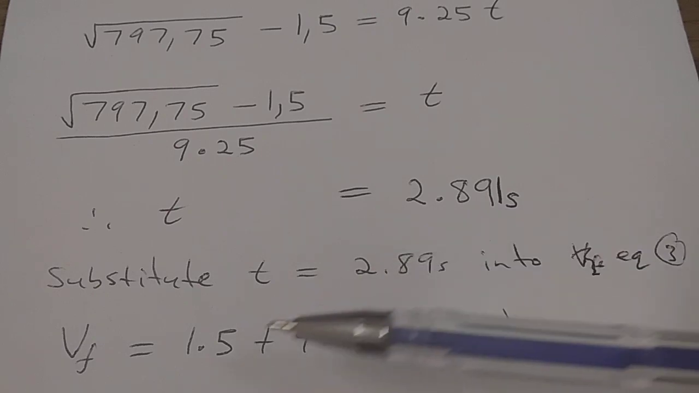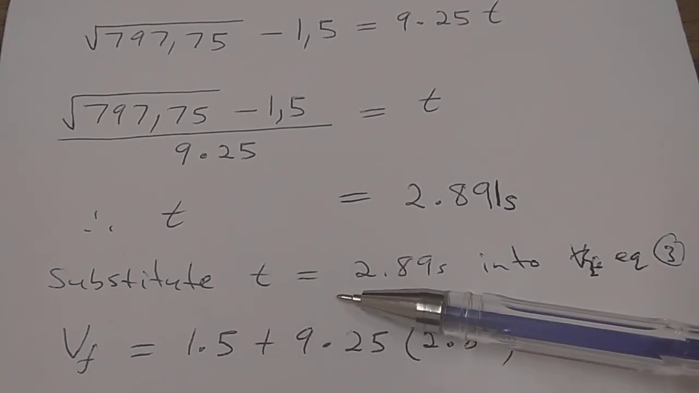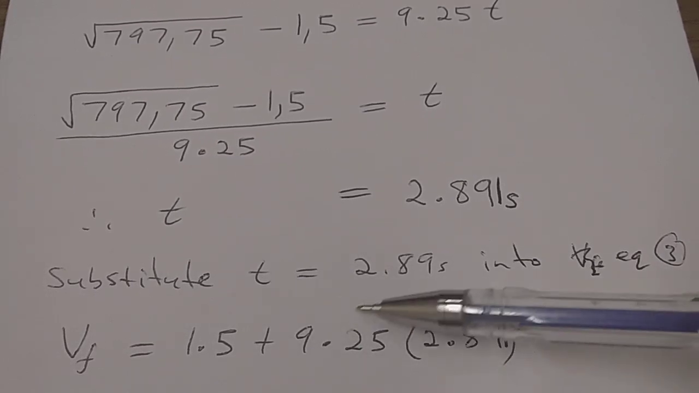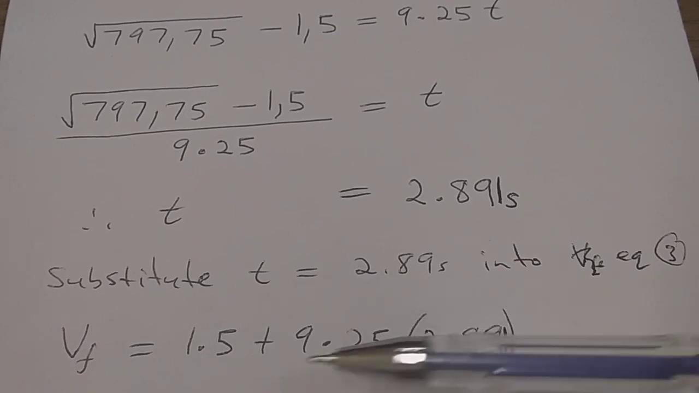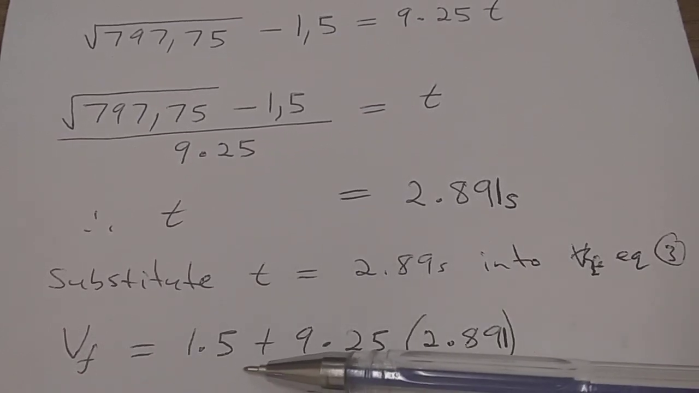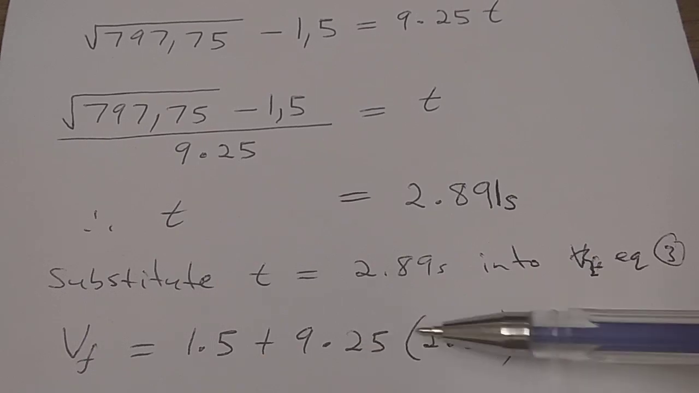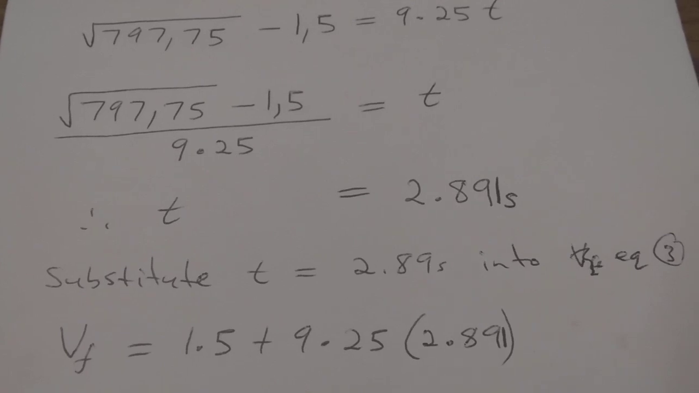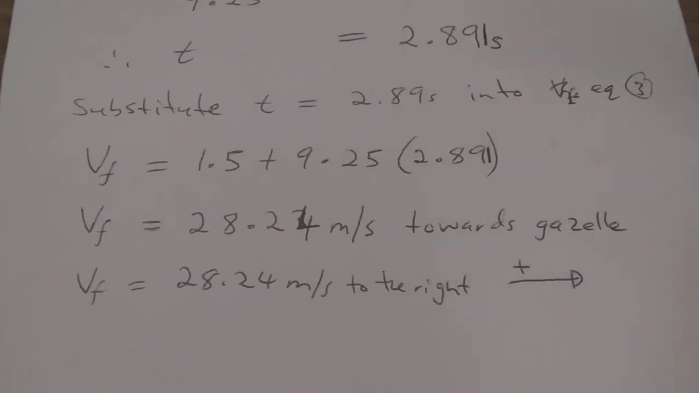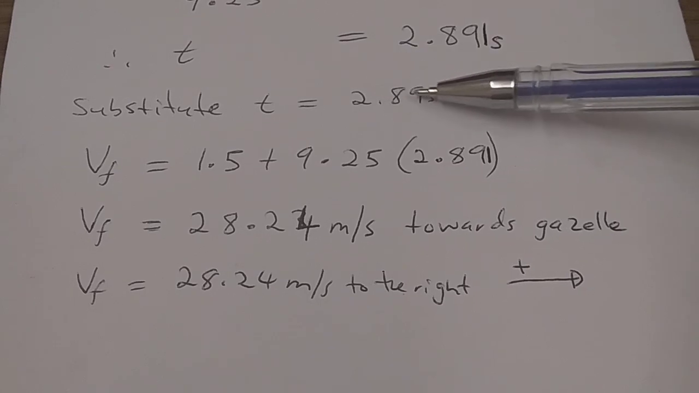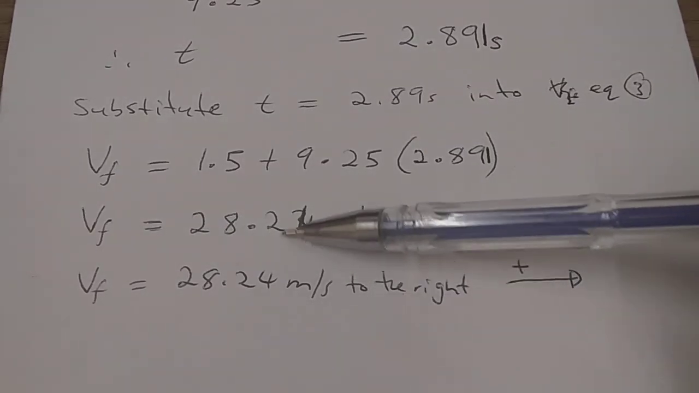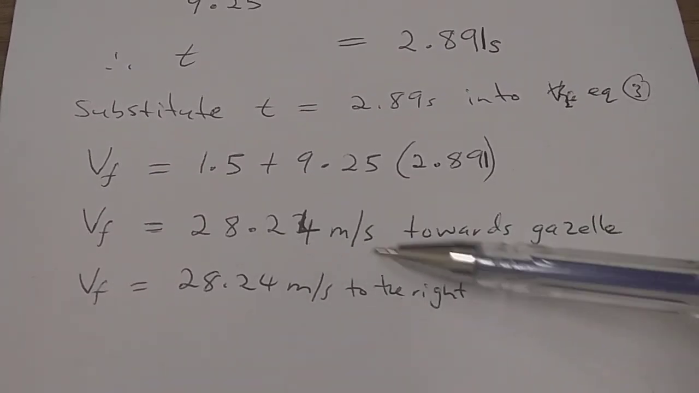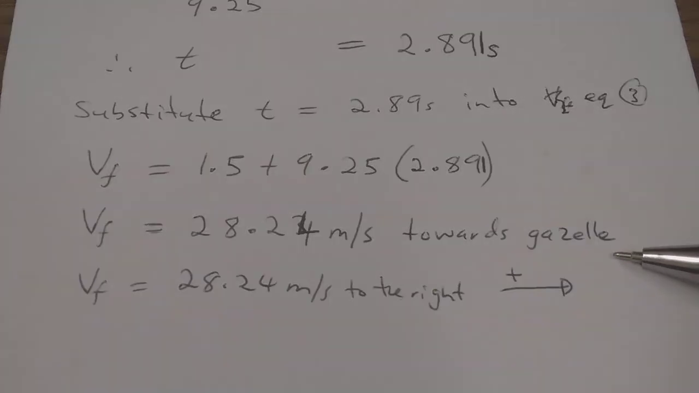Now, once we have found t, we can solve for Vf, by substituting the value of t into this. So Vf is equal to 1.5 plus at. Basically that's what we'll be doing. You solve the right hand side and Vf is equal to 28.24 meters per second. It's towards the gazelle, that is the velocity.